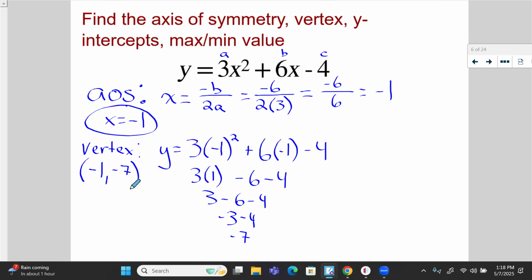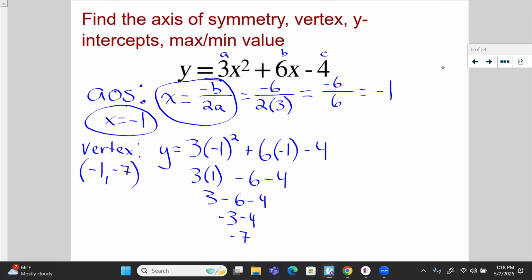So again, you find your AOS by using our formula, x equals negative b all over 2a. You find your vertex by plugging in your AOS back into your equation. That gives you the y value of your vertex.